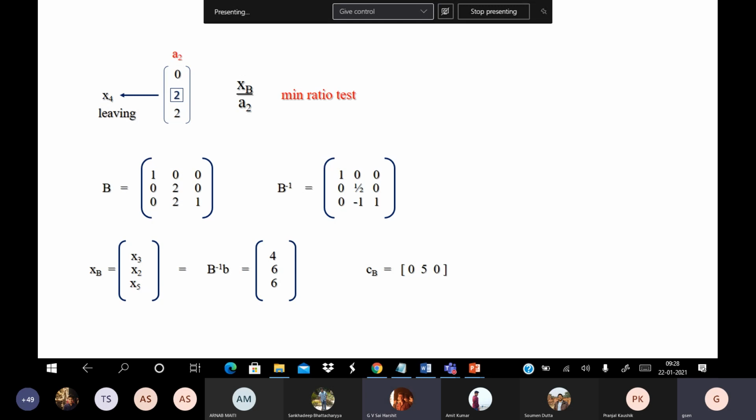Sir, how is CB found? Can you explain again? CB is the coefficients of the basic variables in the objective function. What is the objective function? It is 3x1 plus 5x2. Right. For other slack variables, the coefficient is 0. So what is xb here? x3. So for x3, what is the coefficient in the objective function? 0. For x2, what is the coefficient? 5. For x5, it is 0. So that's CB. Okay, sir.